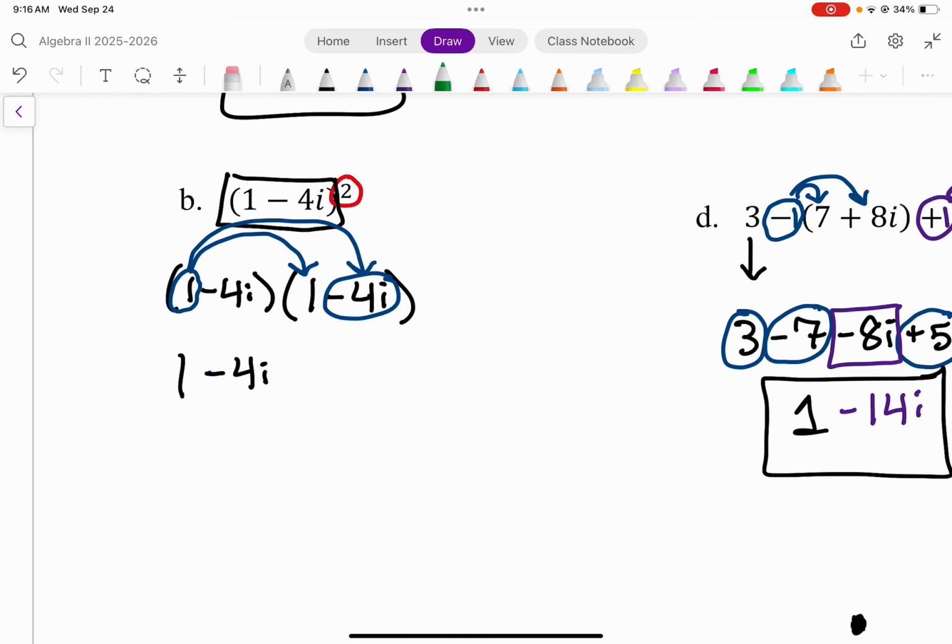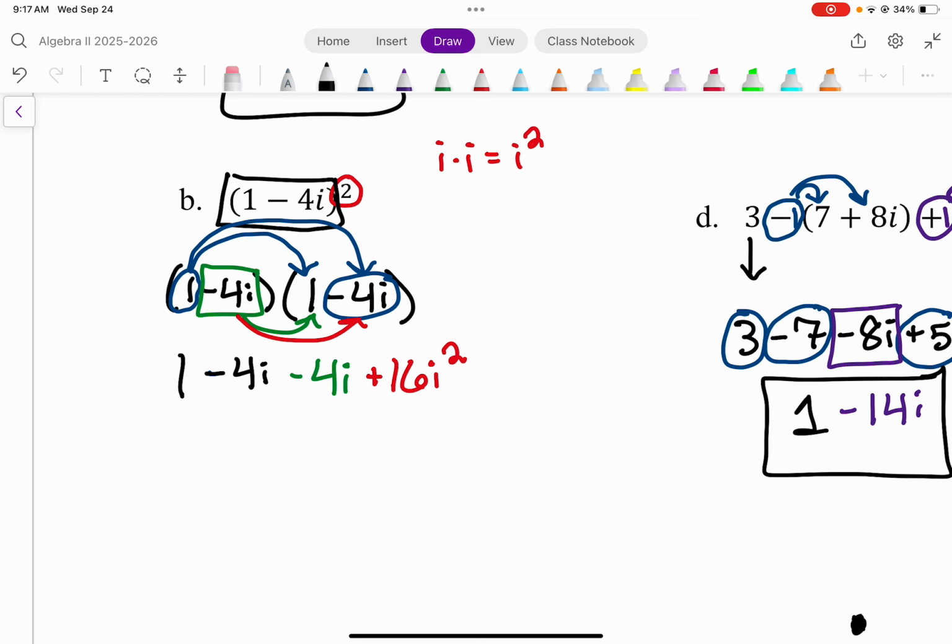Then we're going to take the inside terms, another negative 4i times 1. And then the last terms, negative 4i times negative 4i. When you have a real and an imaginary part, when you're multiplying, you're going to multiply the real parts together. So negative 4 times negative 4, which would become positive 16. And then you're going to have i times i. And anytime you have i times i, that is equal to i squared. So this would become 16i squared.